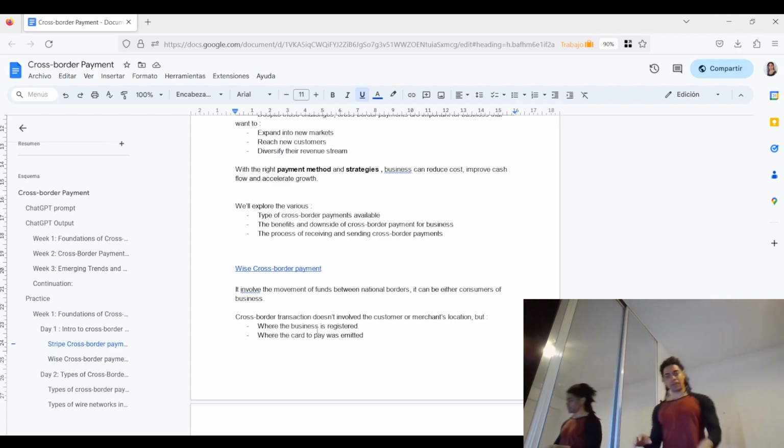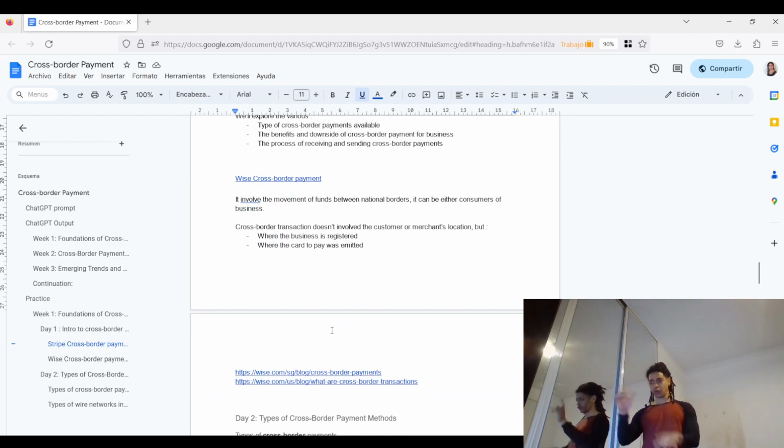Wise described that the way this works is by where the business is located and where the card used to pay was issued. Those are the two components that really matter, especially in cross-border payment when you want to rely on your card as a business or a credit card. So where is the business located that you are shopping from, and where was your card issued to pay for those goods and services from that business.